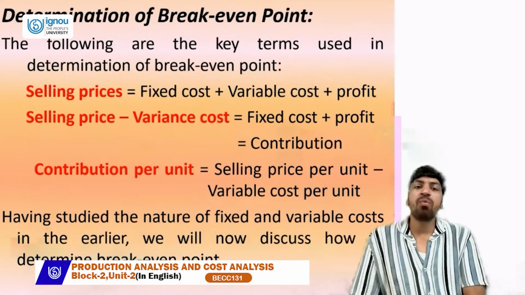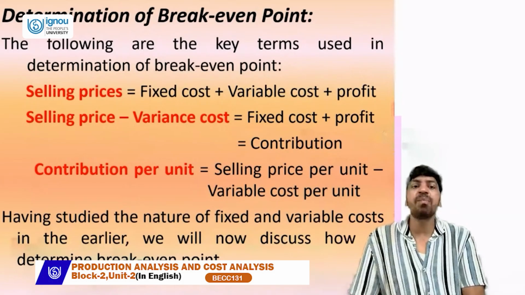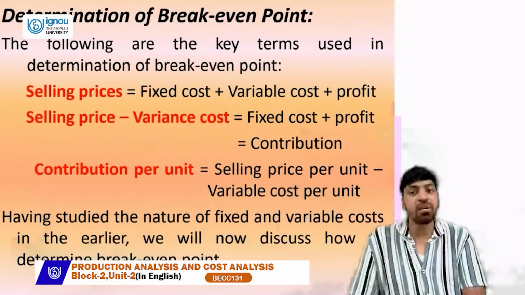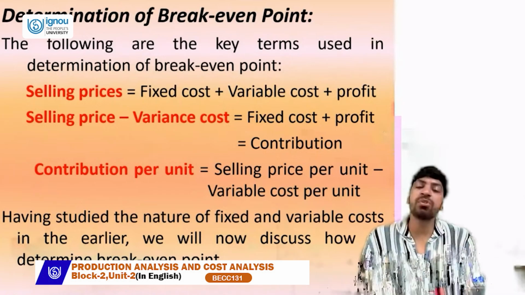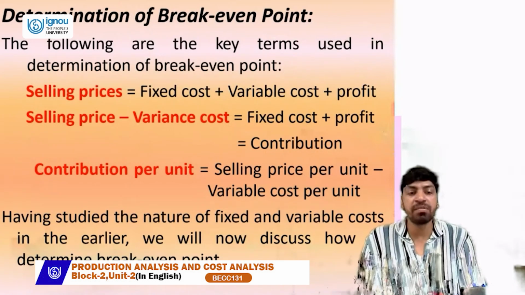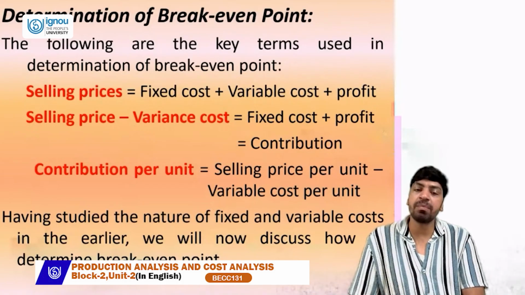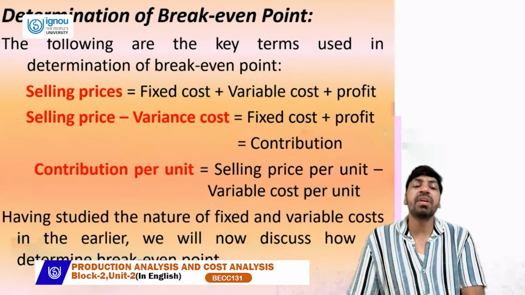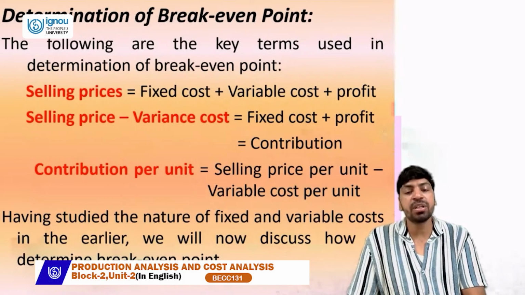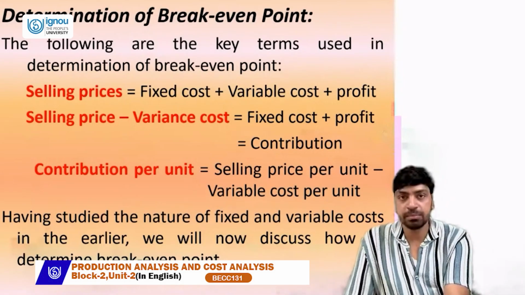Selling price is equal to fixed cost plus variable cost plus profit. Selling price minus variable cost is fixed cost plus profit, which is also called contribution. Contribution equals fixed cost plus profit. Contribution per unit is selling price per unit minus variable cost per unit. This is how you study fixed and variable cost depending upon the nature, and how you calculate the break-even point mathematically.